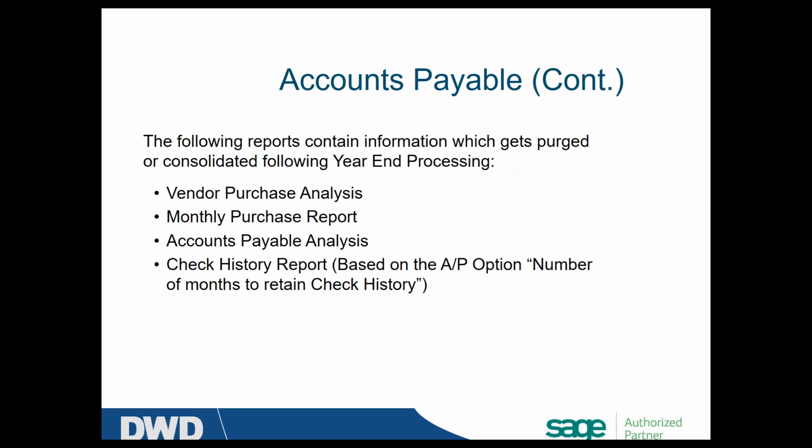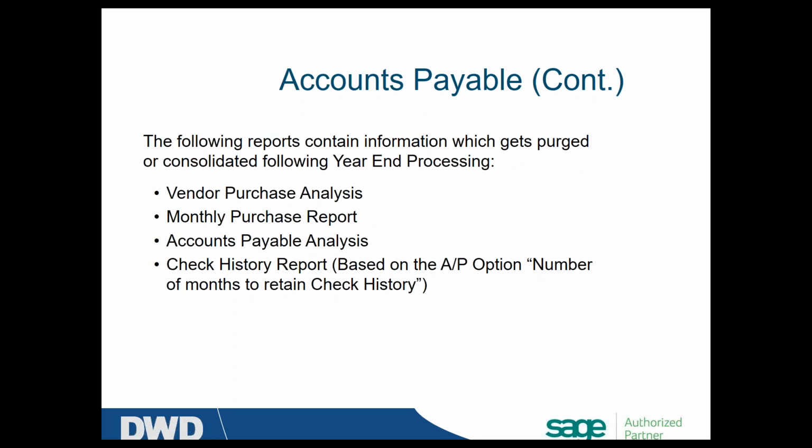Some other reports that you might want to consider grabbing snapshots of, and you can grab a snapshot by printing it to deferred printing. You can utilize the Paperless Office function. All of you on these more current versions of Sage will have Paperless Office capabilities. If it's not set up, we can certainly assist you with that. But things like a vendor purchase analysis report, any of the reports that say monthly in their title, the AP analysis report, those things will be purged for the period that gets closed.